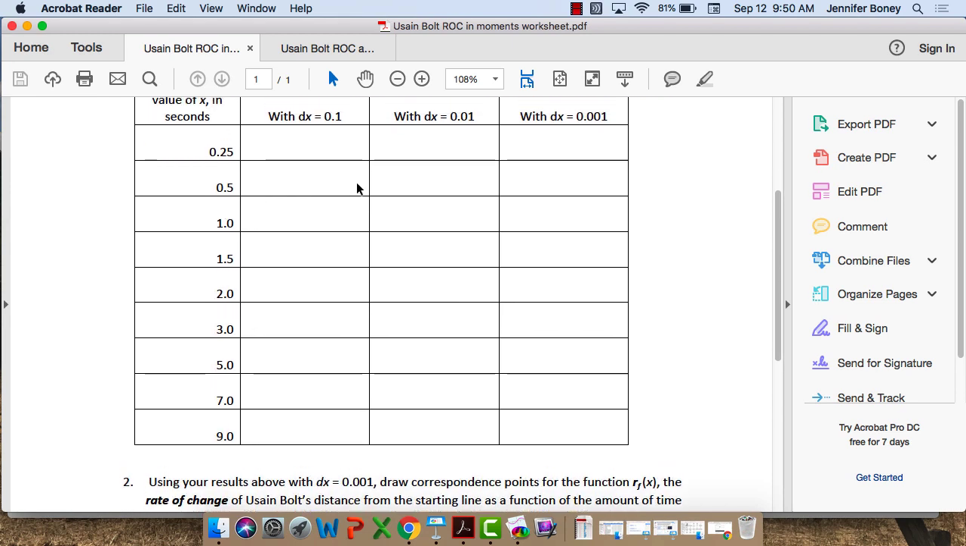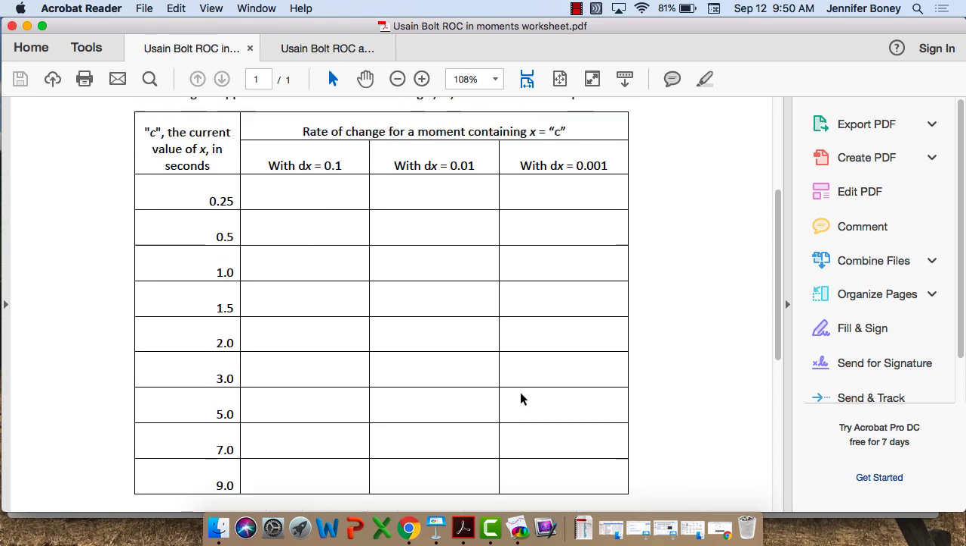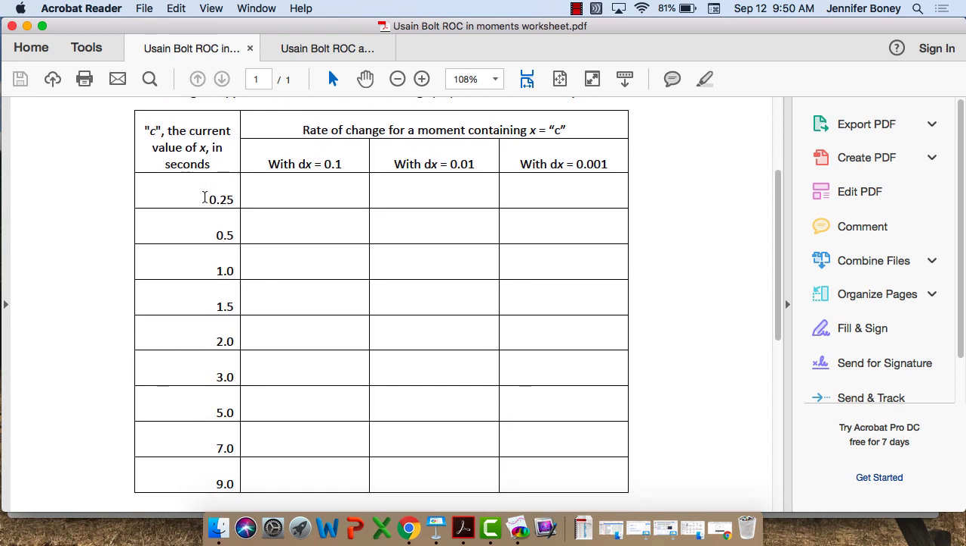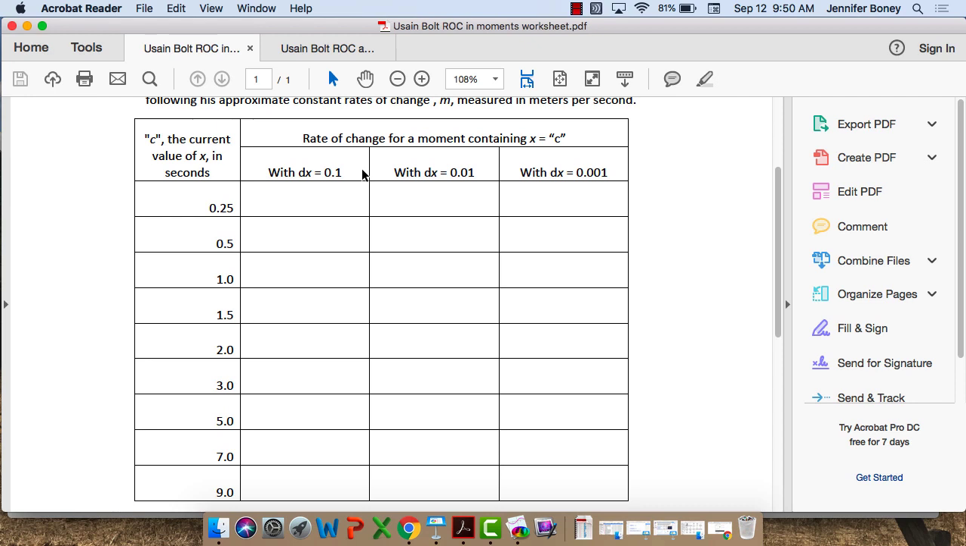This requires 3 by 9, 27 different numbers computed in here, each one looking at a various x value, a position on the track, the current value of how far he is from the starting line, measured in meters. We wanted to estimate, using a small change in x, a small change in time, how far he got down the track, based on calculating in our graph that m, his essential constant rate of change during intervals of 1/10 of a second, 1/100th of a second, and 1/1000th of a second.